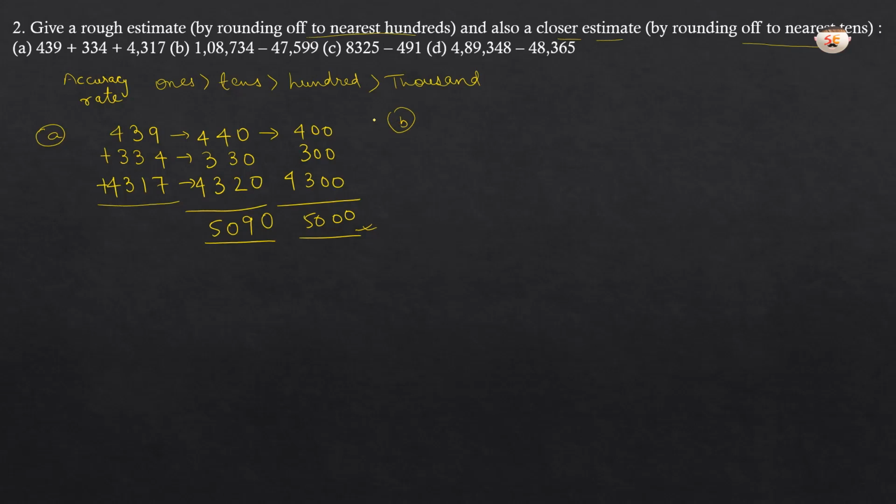Similarly, we will solve question number B. In this question, we have to subtract 47,599 from 1,08,734.